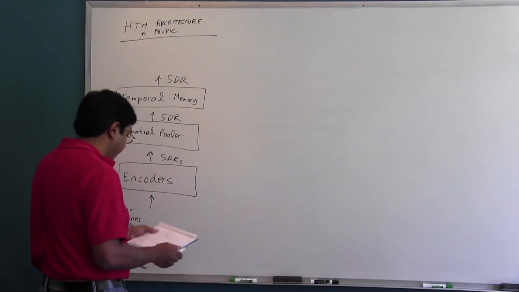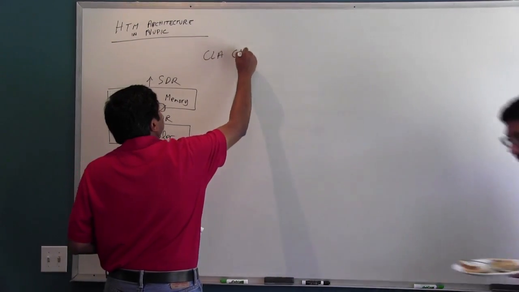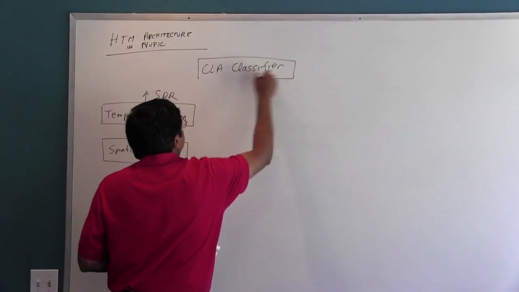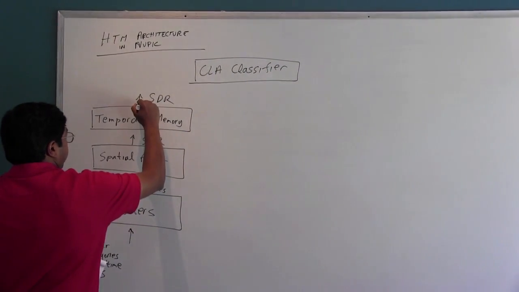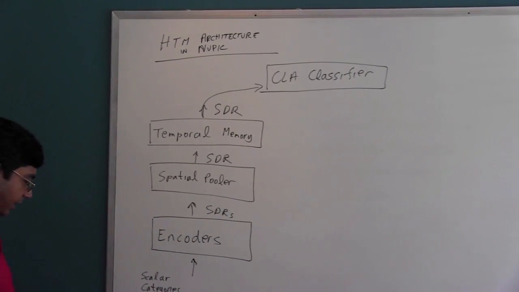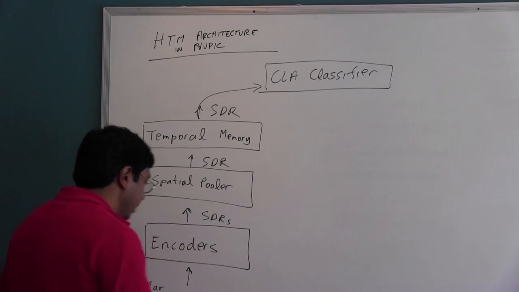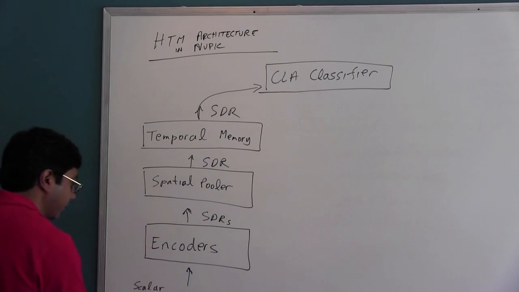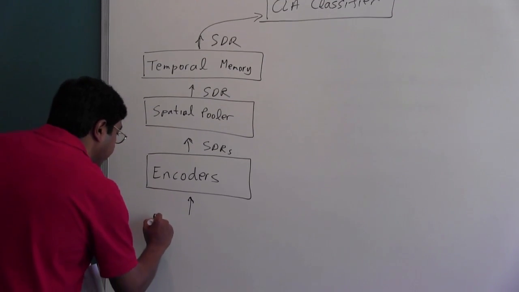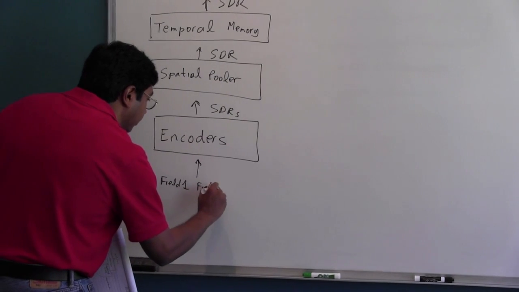Okay, so in NuPIC, we have something called a CLA classifier block. This gets this SDR as input, and it also gets a few other things as input. So in general, if you look at what's fed in, let's say through the OPF to the encoder, you can have multiple fields. So you can have field 1, field 2.